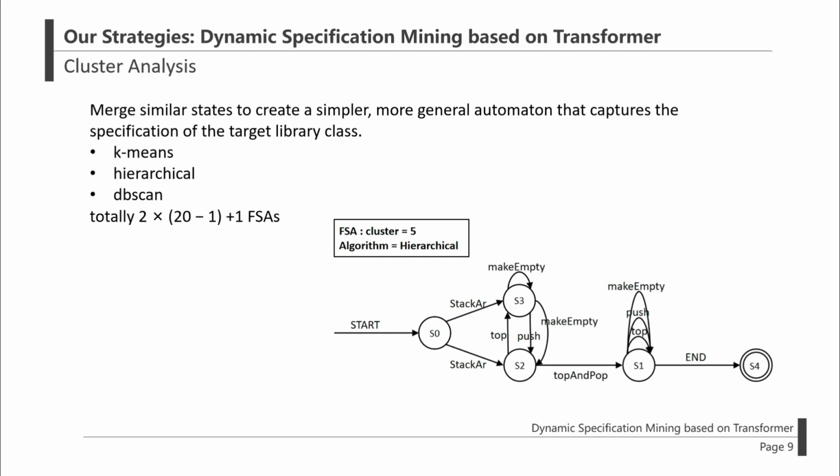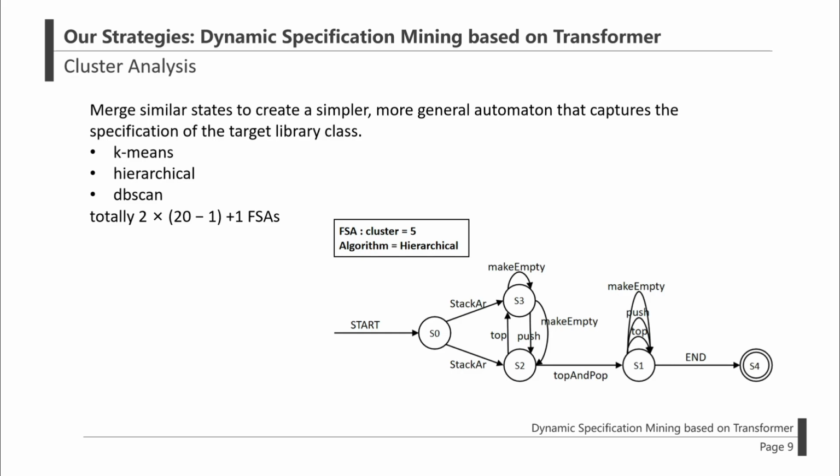The hierarchical clustering algorithm adopts a bottom-up aggregation strategy to form a tree-like cluster structure. DBSCAN is a density-based clustering algorithm that can cluster dense datasets of any shape. K-means and hierarchical clustering require a predefined number of clusters. We try to search for the best FSA from all the automata generated when the number of clusters is 2 to 20, because a cluster number of 1 is meaningless.